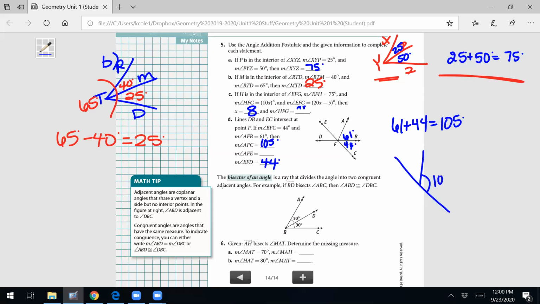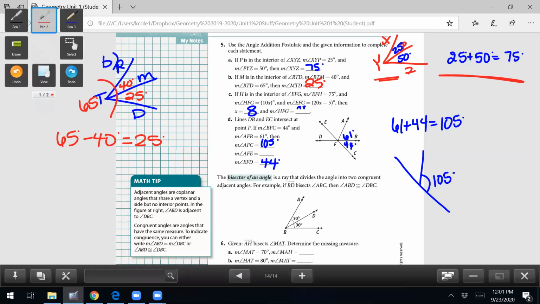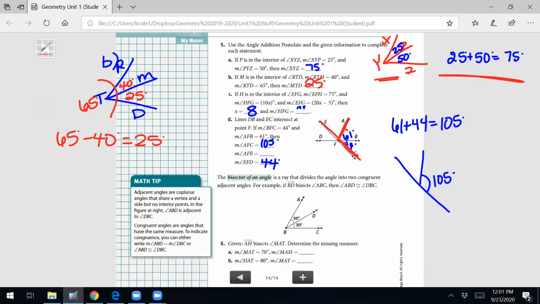You know that this is 105. From what? That's right, okay, because these are supplementary, okay? So what he's doing is he's taken this angle here, which we already know is 105, and then he's subtracting it from 180 because together they're supplementary, they make a straight line. So then you know they have to equal 180. So what is 180 minus 105?